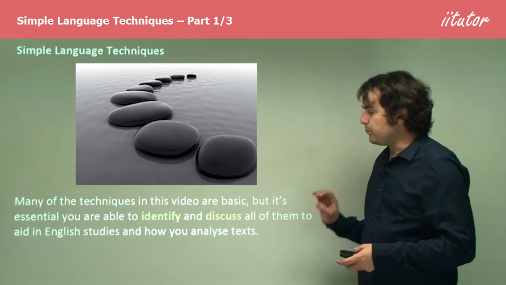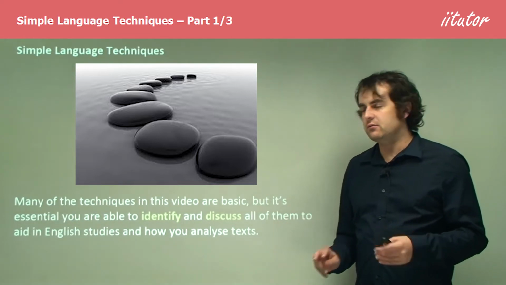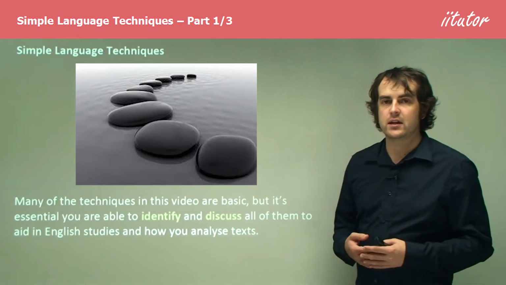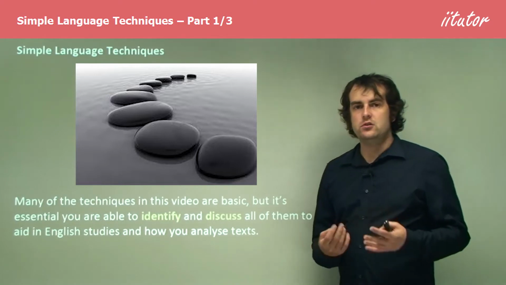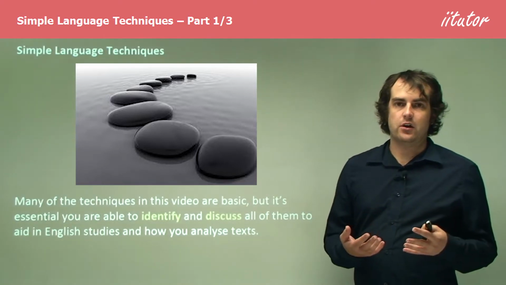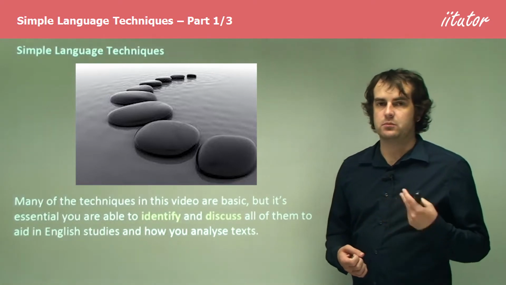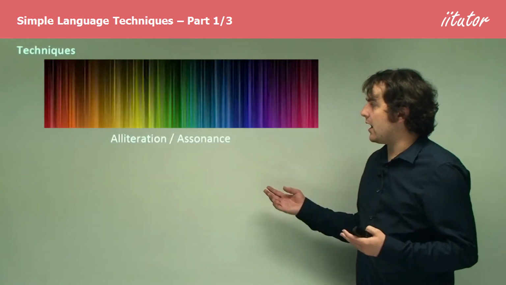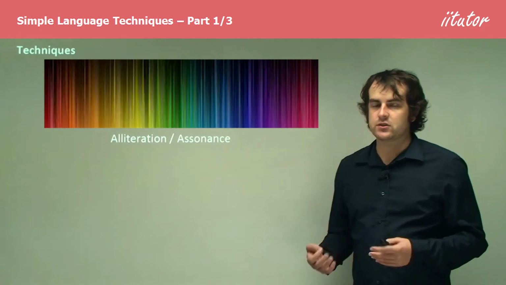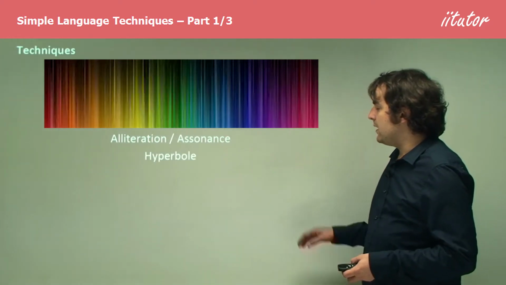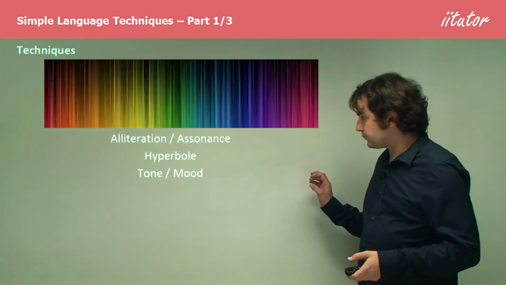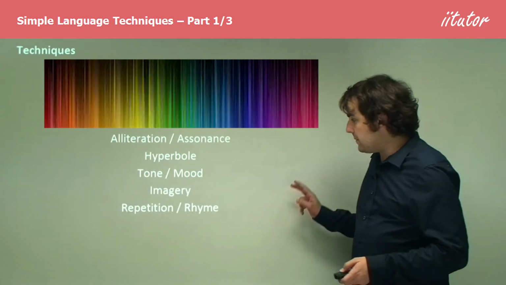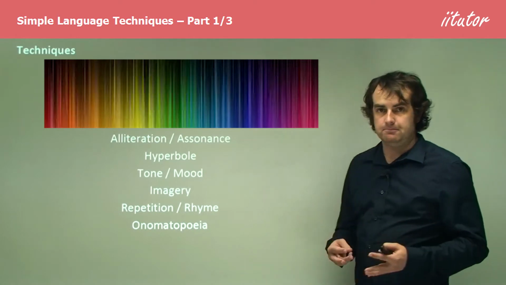So understanding what these techniques do, and these techniques can be both visual at times or just written as language. But for you to be able to use and utilize those to be able to prepare an answer or a response. Okay, so the ones we're going to look at are alliteration or assonance, which are pretty much the same thing. I'll go through that in a moment. Hyperbole, tone and mood, imagery, repetition and rhyme, and onomatopoeia.